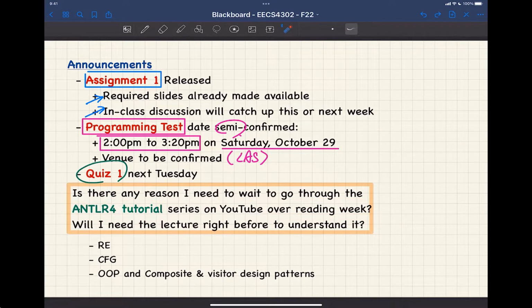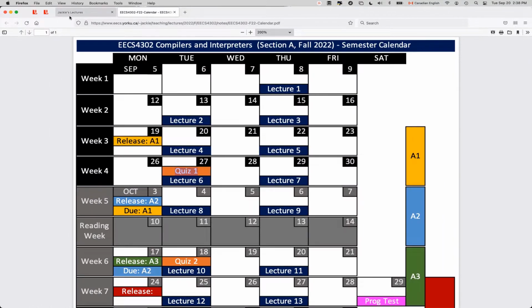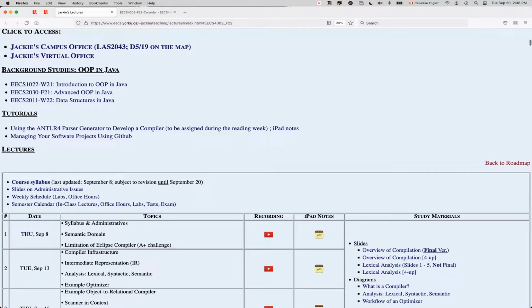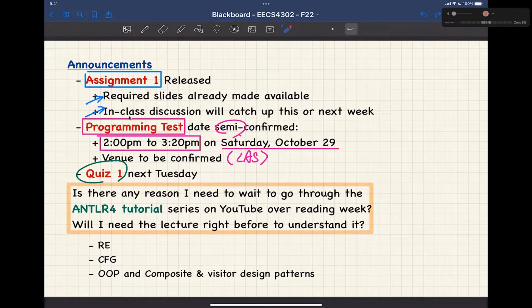If you remember what I mentioned in the beginning of the course, if you look at the lecture site, under tutorial, there's an ANTLR 4 tutorial over here. I would say your classmate's question is very valid. I would say, no, you don't really have to wait. I'm going to assign the reading week for you to study that tutorial series. I think that was about 3 to 4 hours, if I remember correctly. But if you really want to get ahead, you're not going to waste time if you start now. It's going to require knowledge about regular expressions, which we'll talk about today.